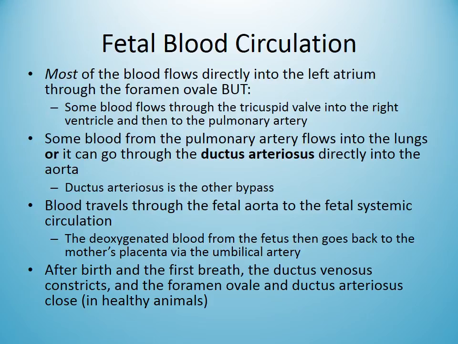After birth and the first breath, the ductus venosus constricts, and the foramen ovale and ductus arteriosus completely close. Now, this is in healthy animals. In some birth defects, both of these bypasses may stay open, which causes major problems.